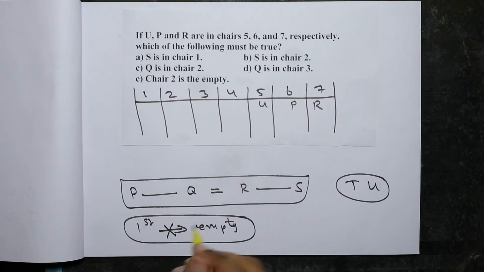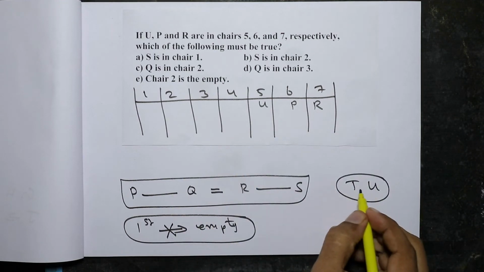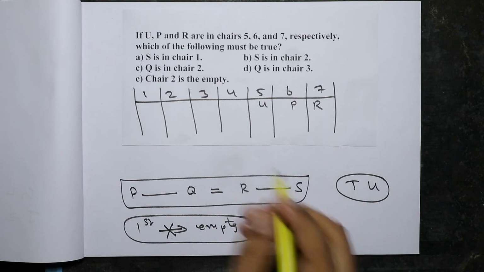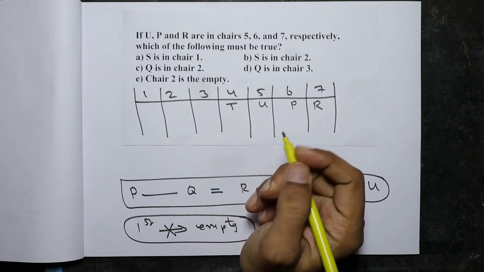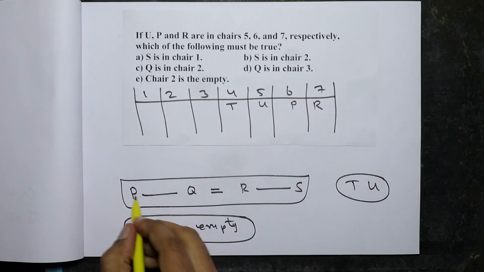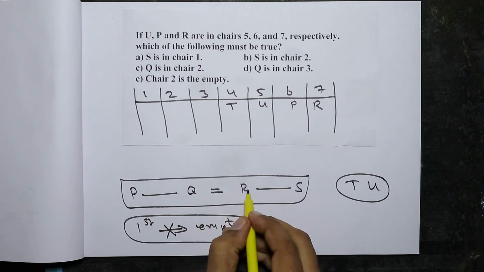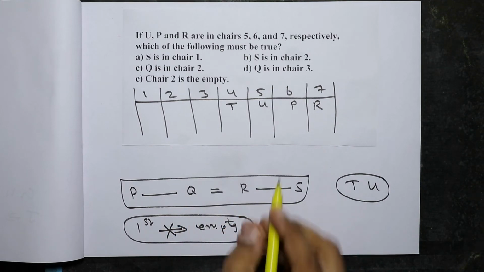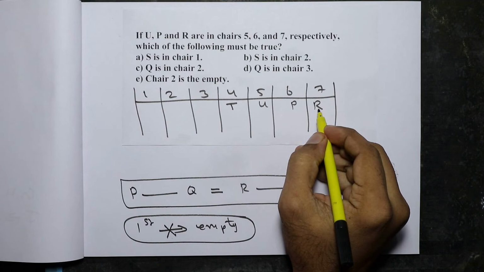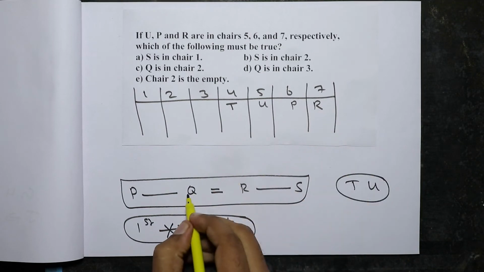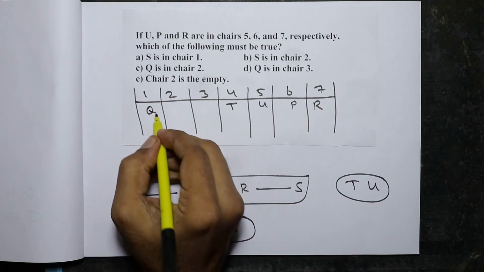Now as per the information given, T and U should be in adjacent chairs. So T has to be here. Then the distance from P to Q should be the same as the distance from R to S. P is here, R is here. So the only way of placing Q and S is like this.